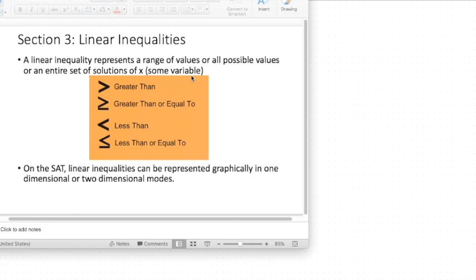So what is a linear inequality? It represents a range of values, right? Or all possible values. So it really represents possibilities of an entire solution set.